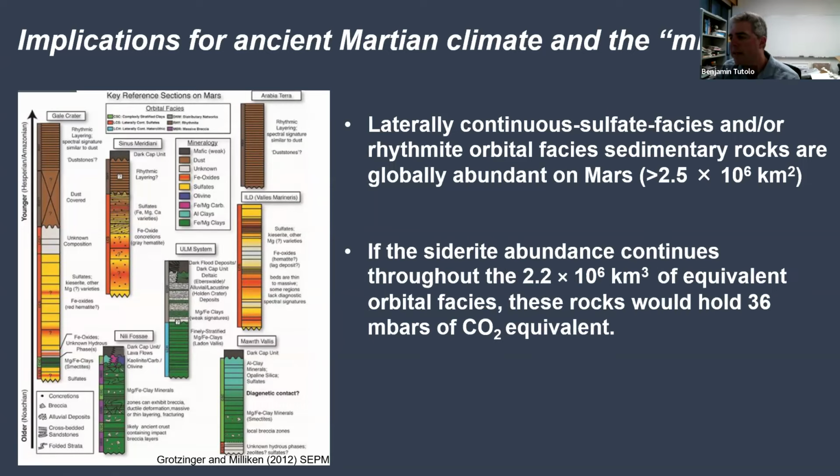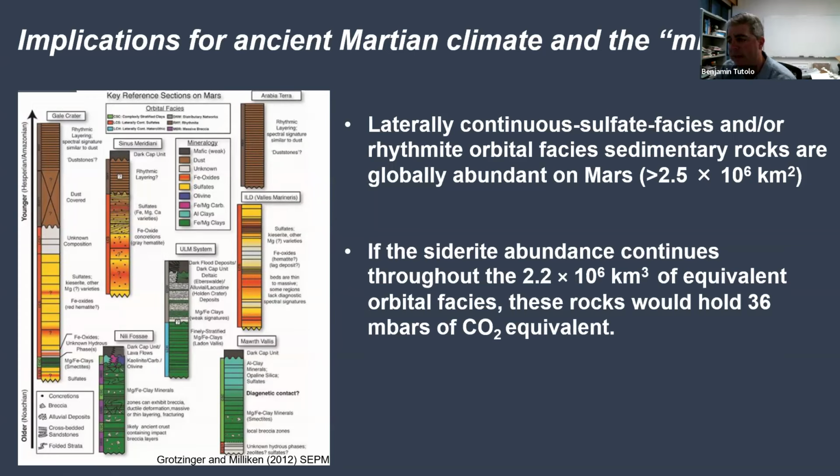If the siderite abundance continues throughout the whole 2.2 million cubic kilometers of equivalent orbital phase sheets, these rocks would hold about 36 millibars of CO2 equivalent. So that's a lot. That's 6 times what the atmosphere contains today.